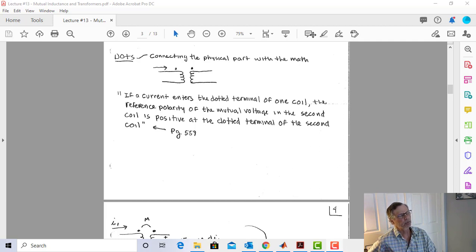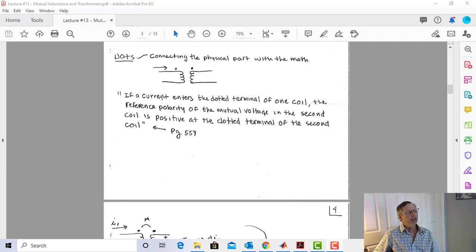And sometimes when students are doing problems, they'll come up with some other way of describing the dots because it'll work for one problem or two problems, and then it gets them in trouble. So what I want you to do is use this definition of dots, well articulated from our textbook. Use this definition and only this definition.